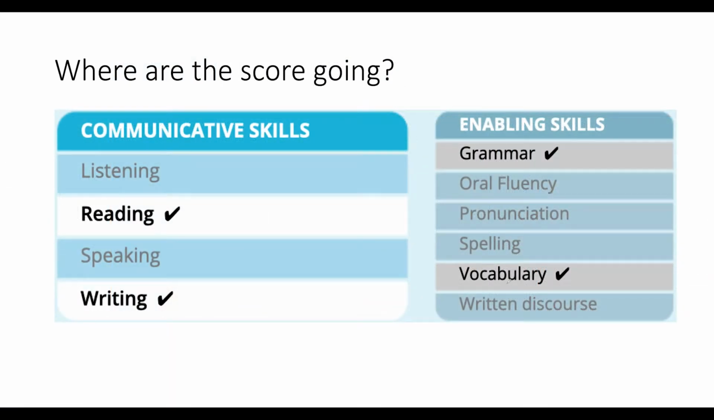Next is where the score is going. In terms of communicative skill, it is going to your reading and writing. And in your enabling skill, it is going to grammar and vocabulary. It is not going to written discourse.